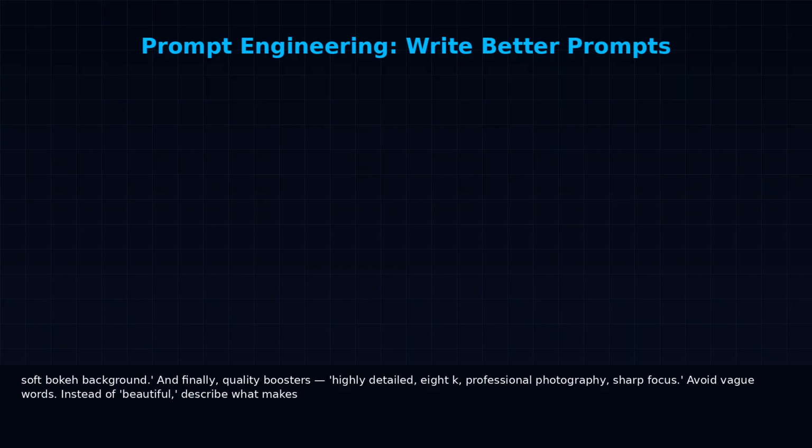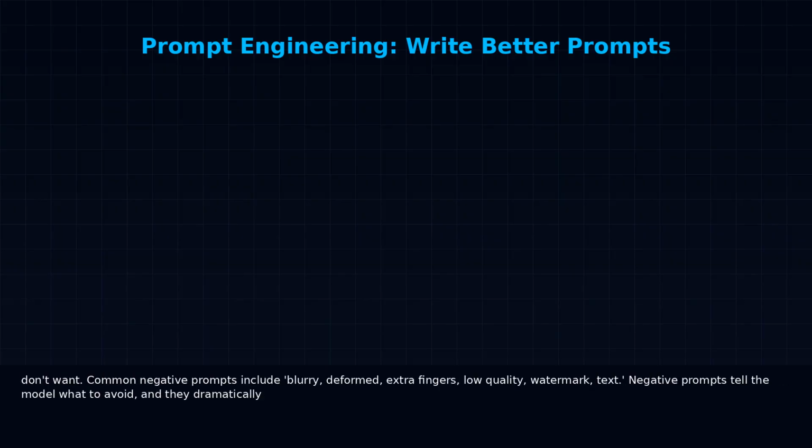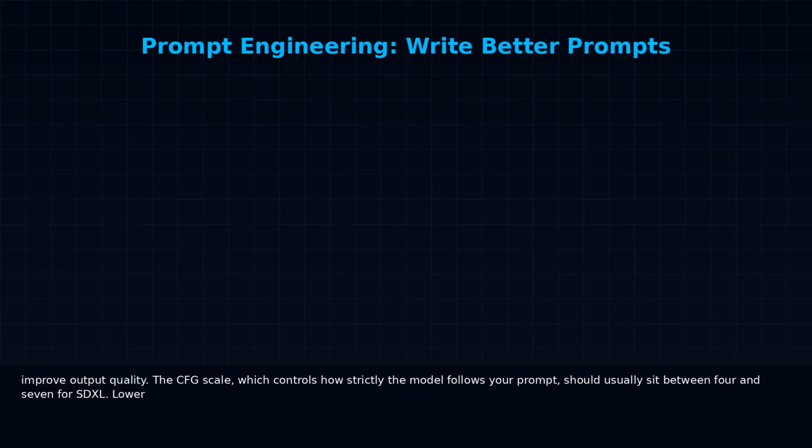Avoid vague words. Instead of beautiful, describe what makes it beautiful. Instead of cool, describe the actual aesthetic you want. And use negative prompts, a separate text field where you list what you don't want. Common negative prompts include blurry, deformed, extra fingers, low quality, watermark, text. Negative prompts tell the model what to avoid, and they dramatically improve output quality.